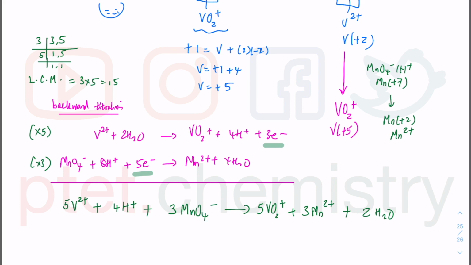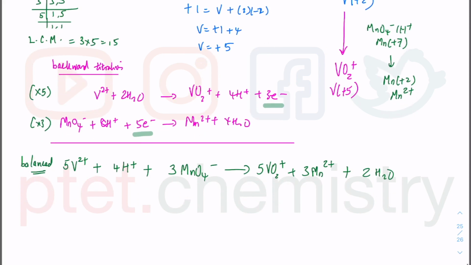5 vanadium, 12 oxygen, because 3 times 4 is 12 oxygen. 5 times 2 is 10, 10 plus 2 is 12 oxygen. 3 manganese, 4 hydrogen. Internal charges: plus 2 times 5 is plus 10, plus 4, so it's plus 14. This is minus 3, plus 14 minus 3 is plus 11. On the other side, this is plus 5 and this is plus 2 times 3, which is plus 6, and plus 6 plus 5 gives me plus 11. This equation is balanced because we started from something which was balanced and all we did was use the correct multiple based on the lowest common multiple.